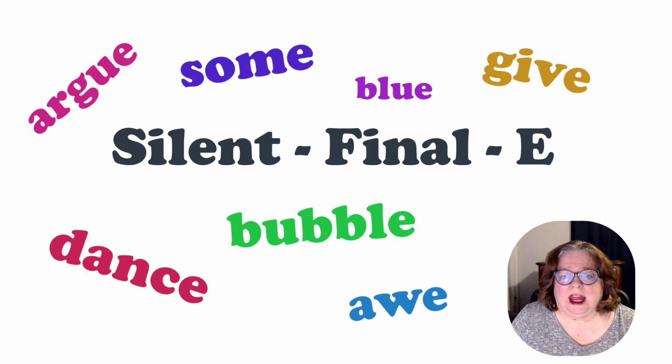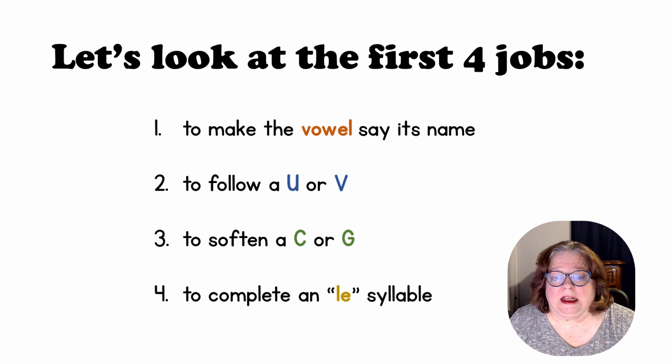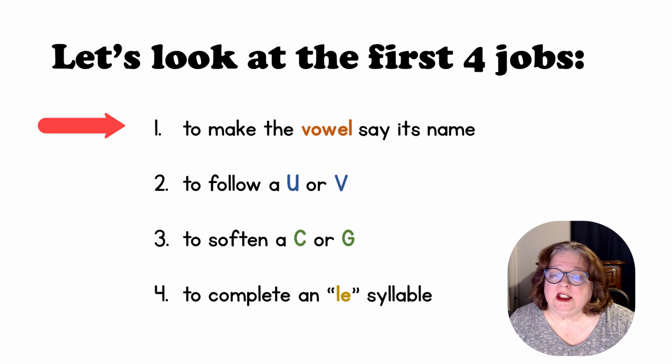The silent E has several jobs. In this video, we'll introduce the 4 most common, and we'll focus on just the first job. In future videos, we'll look at more. The first job of the silent E is to direct the vowel to say its name. It changes the vowel sound from short to long.